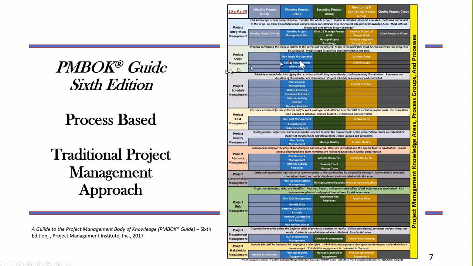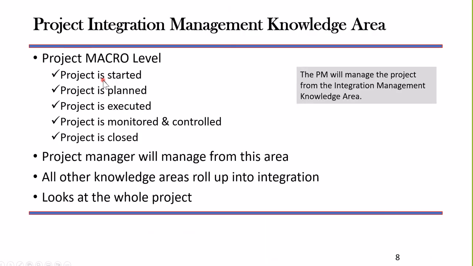From a general standpoint, we usually manage from the integration management level. That's where we start the project, we plan the project, we execute the project, we monitor it, and then we close the project. The integration management knowledge area is the macro level, and that is the level at which we as a project manager generally manage the project itself.